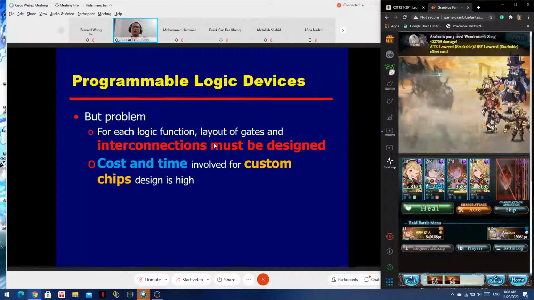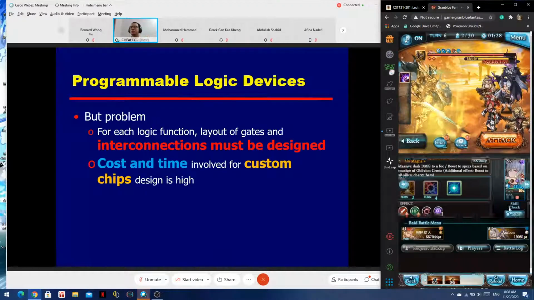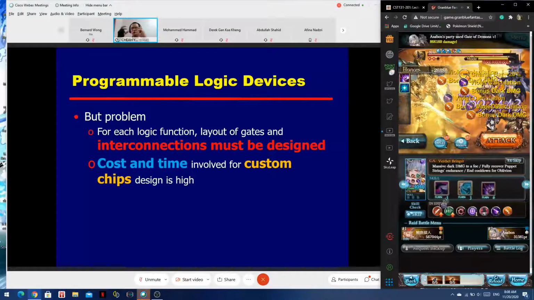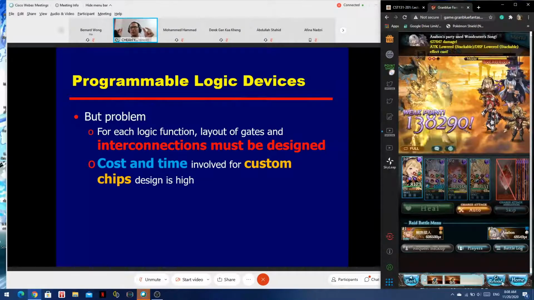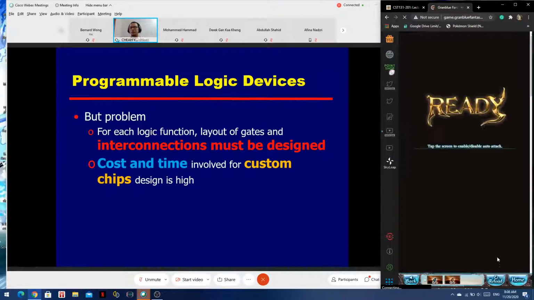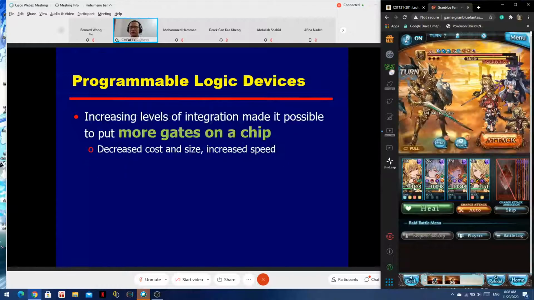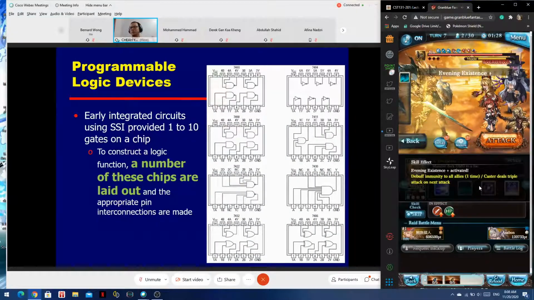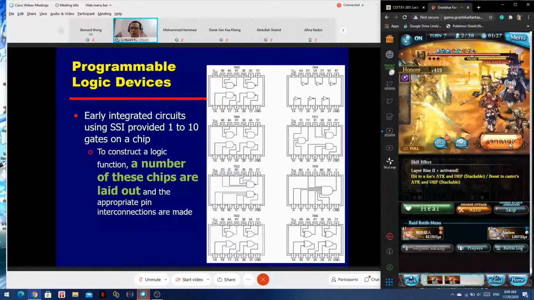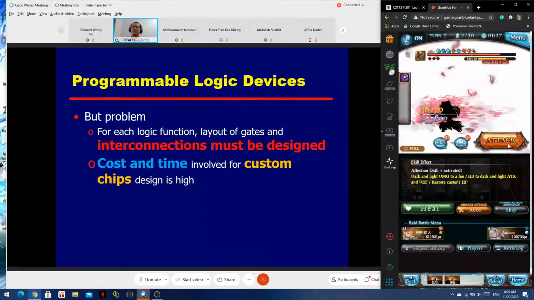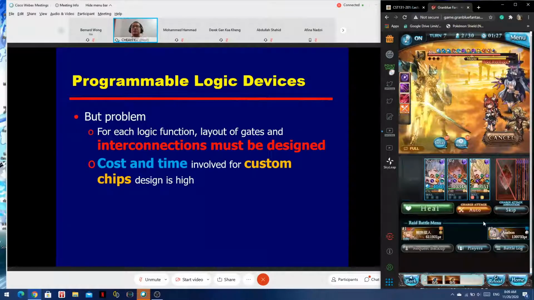And of course, to make custom chips, that means special chips with certain gates that are interconnected, it's also costly and takes time as well. This refers to custom chips, not these ready fabricated chips. So if you want to implement a specific function, then all this requires cost and time. Those are the custom chips.